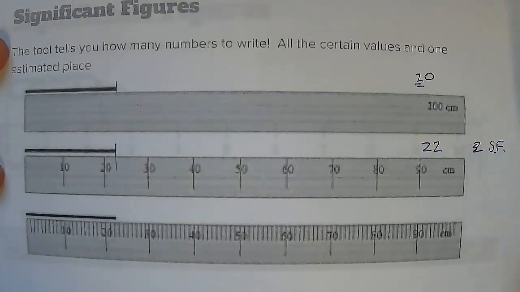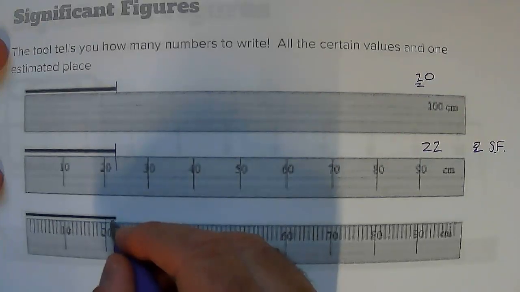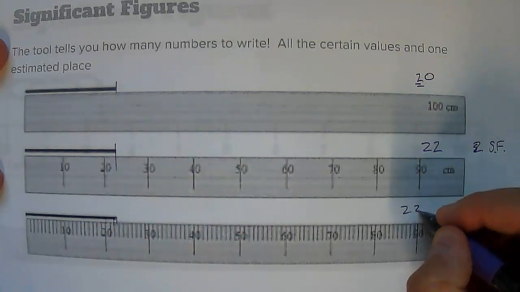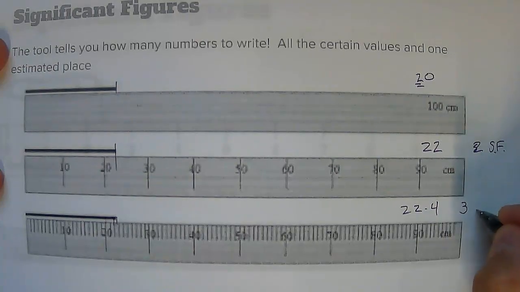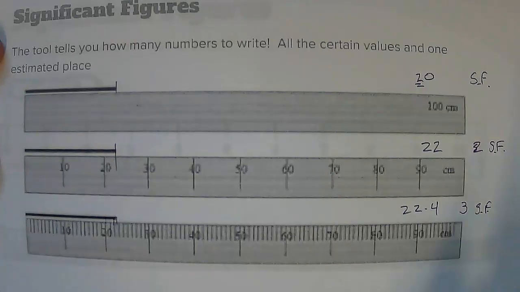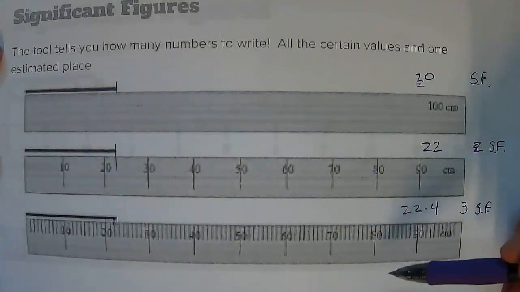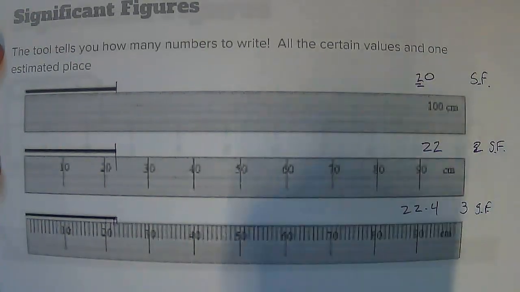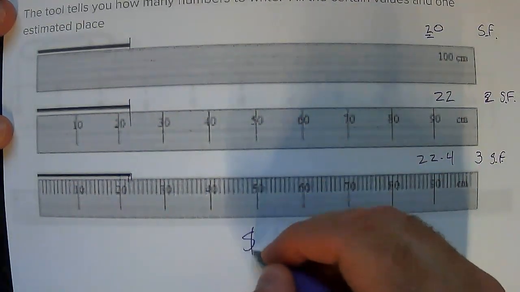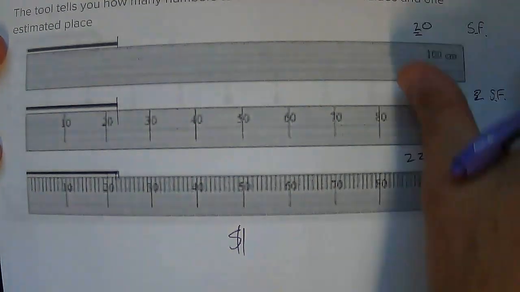I'll abbreviate sig figs as SF. And this gave us 22 point something, 22.4, which is three significant figures. So the measuring device gives us how many significant figures we can have. And in science, for a super accurate measuring device, you pay for that. When I say you pay for it, I mean dollars. The more accurate the device, the more money you pay for it.